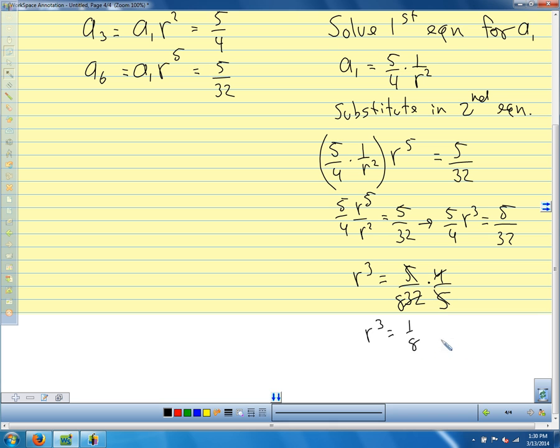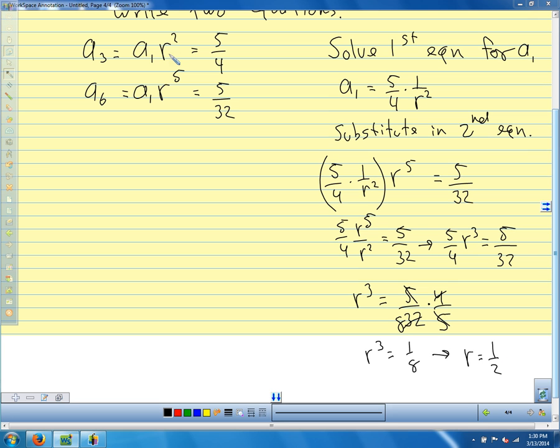To isolate r, I take the cube root, and r equals 1/2. And that's what you were saying just a second ago. You saw that r equals 1/2. Now I have r equals 1/2. I can substitute that into either of the equations to solve for a1. Now we're going to solve for a1.